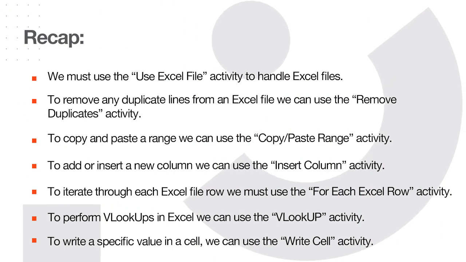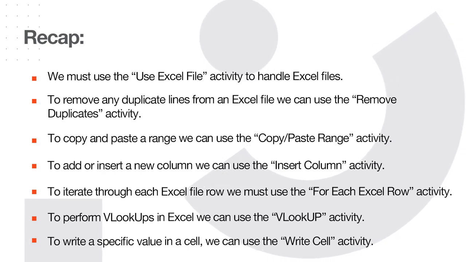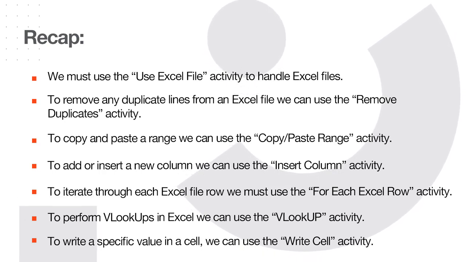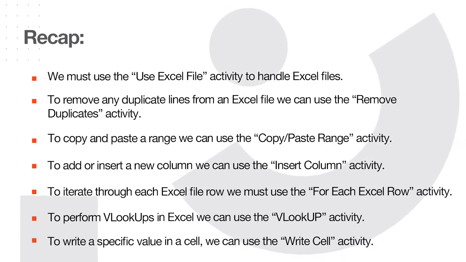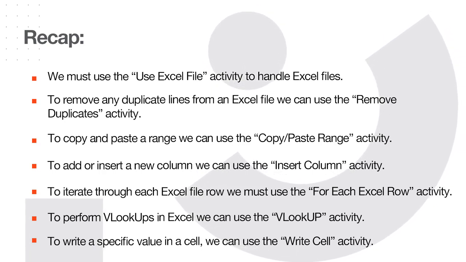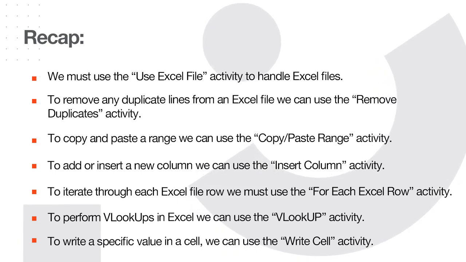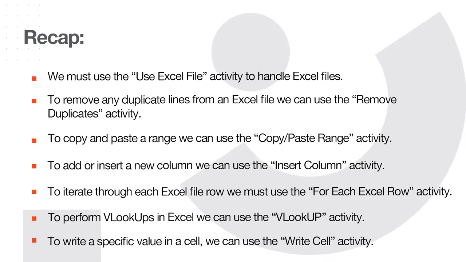We must use the Use Excel File activity to handle Excel files. To remove any duplicate lines from an Excel file, we can use the Remove Duplicates activity. To copy and paste a range, we can use the Copy-Paste Range activity. To add or insert a new column, we can use the Insert Column activity. To iterate through each Excel file row, we must use the For Each Excel Row activity. To perform VLOOKUPs in Excel, we can use the VLOOKUP activity. To write a specific value in a cell, we can use the Write Cell activity.